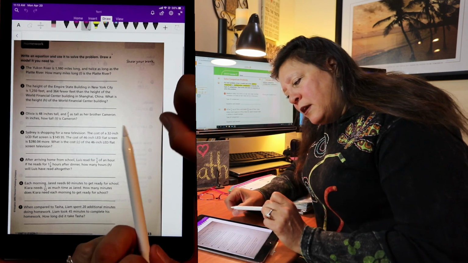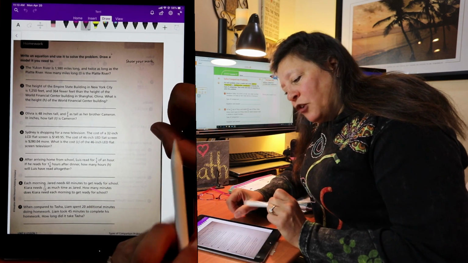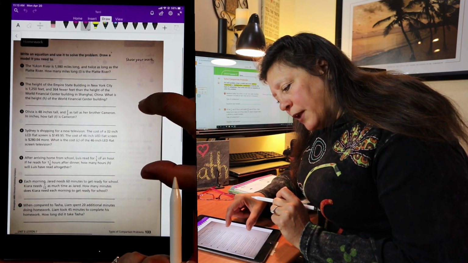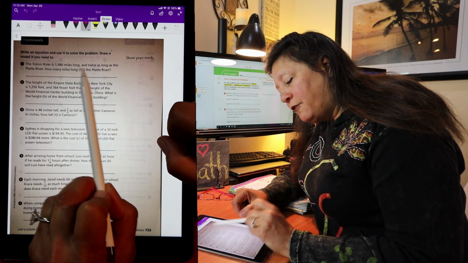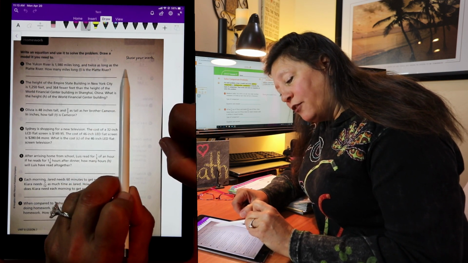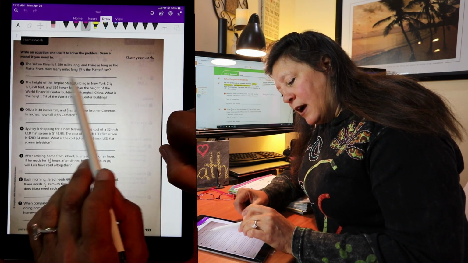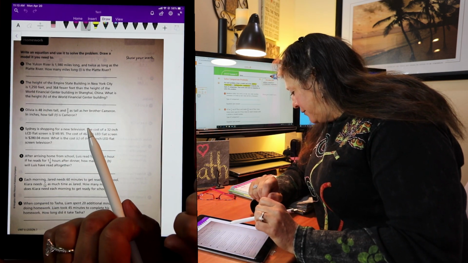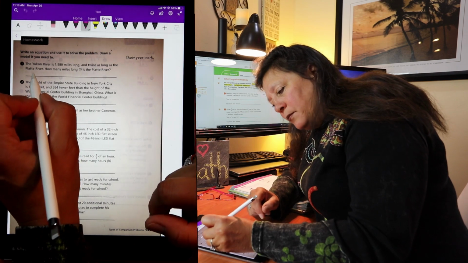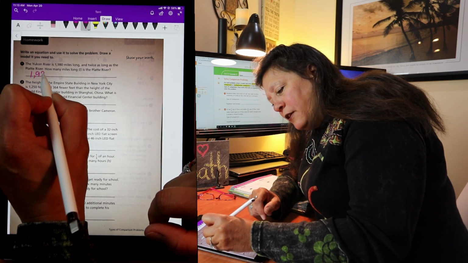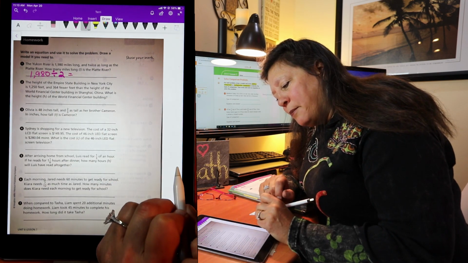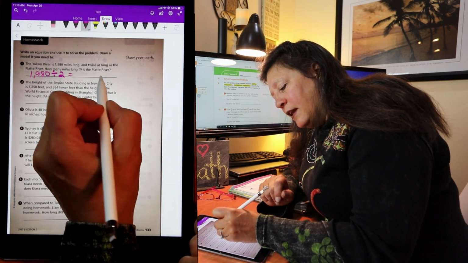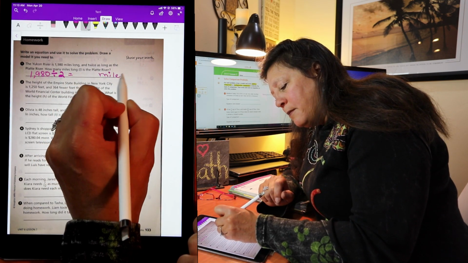Here we go. Write an equation to solve the problem. Draw a model if you need to. Number 1. The Yukon River is 1,980 miles long and twice as long as the Platte River. How many miles long is the Platte River? Okay, so we're just going to take 1,980 divided by 2, and that's going to give us how long the Platte River is, and our label is miles.